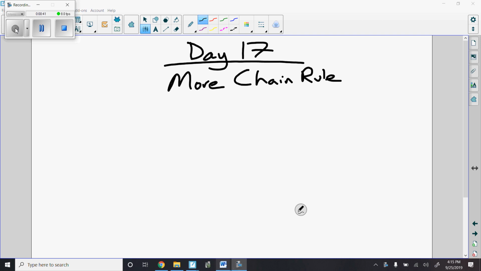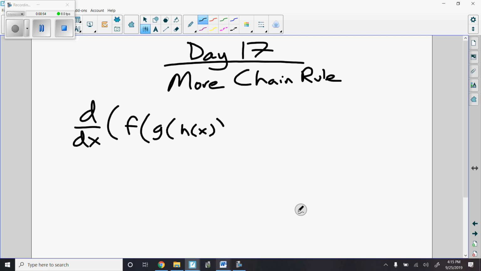So if you're asked to find the derivative of a function within a function within a function, that even looks crazy to write. But we have a function h of x within a function g of x within a function f of x. Well, to do that derivative, it's still the chain rule.